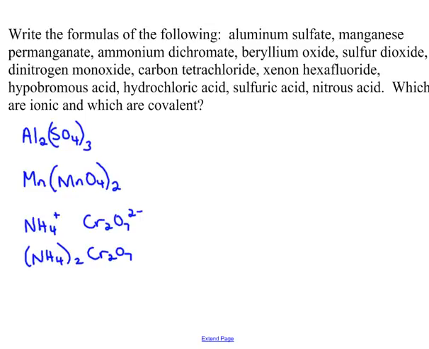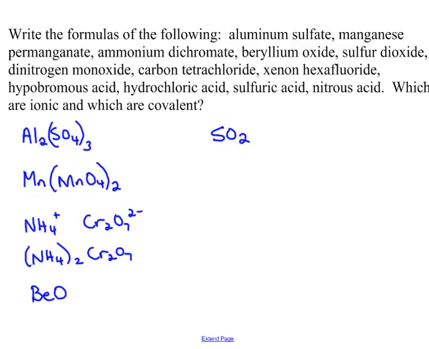Beryllium oxide. Beryllium is 2+, oxide is 2−. It's just BeO. Sulfur dioxide, that's a molecular compound. It's not ionic, it's 2 nonmetals. We have different rules, that's prefixes. So we just have 1 sulfur and 2 oxygens. That's sulfur dioxide.